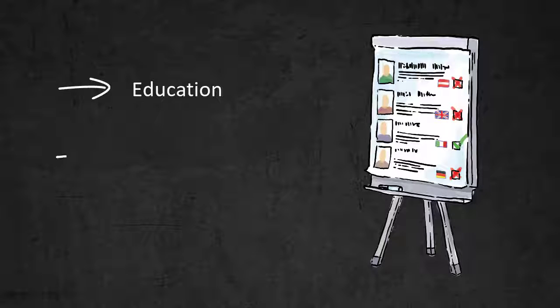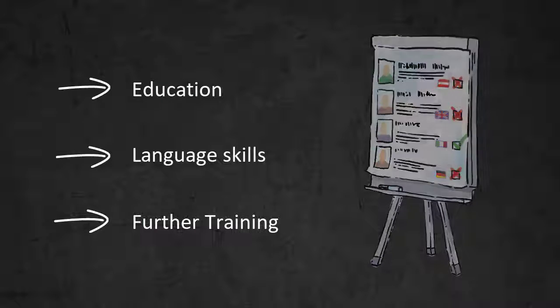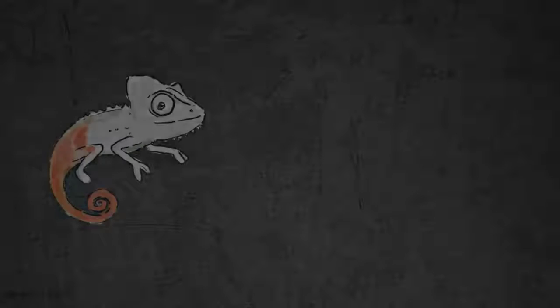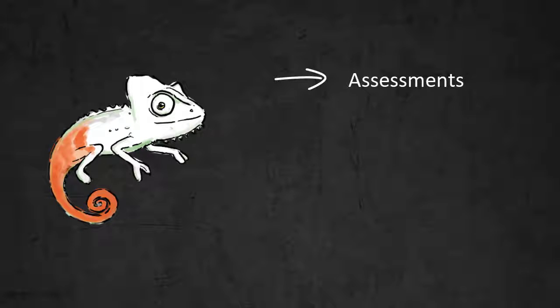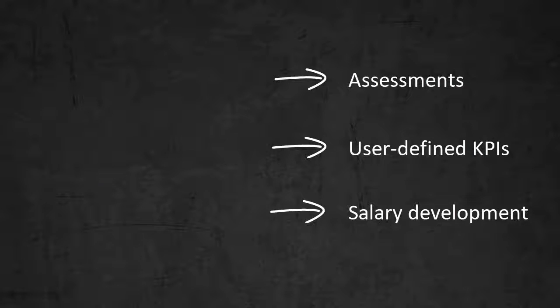Keep track of your employees' training records, certificates, and language skills, and allocate training expenses to individual staff members. Carry out employee assessments based on user-defined key performance indices, and use individual KPIs depending on an employee's function. A built-in diagram gives you an overview of the salary development within your company.